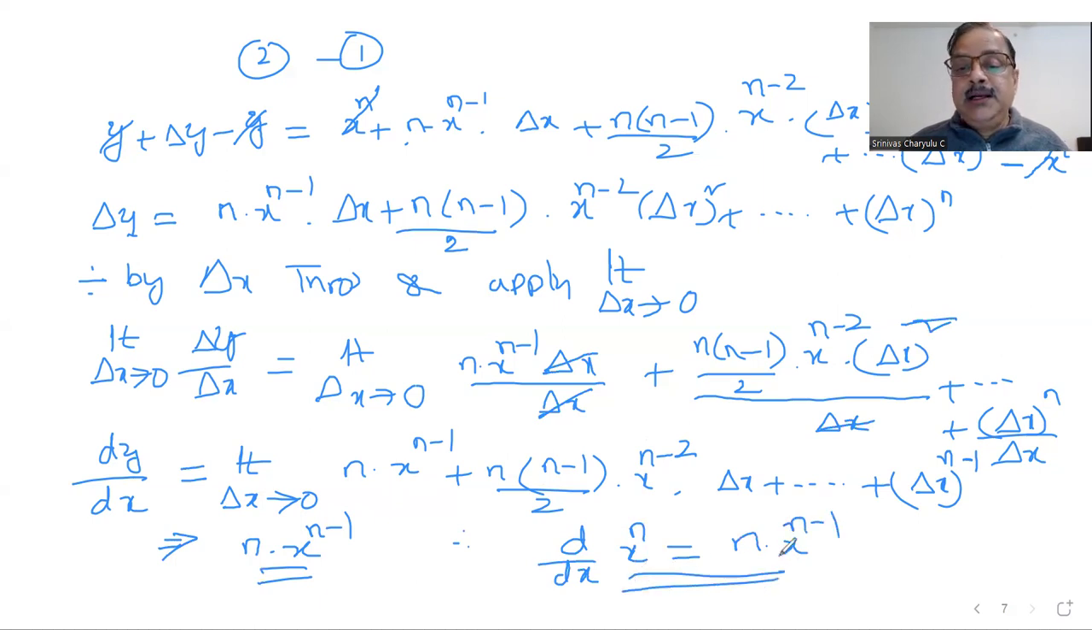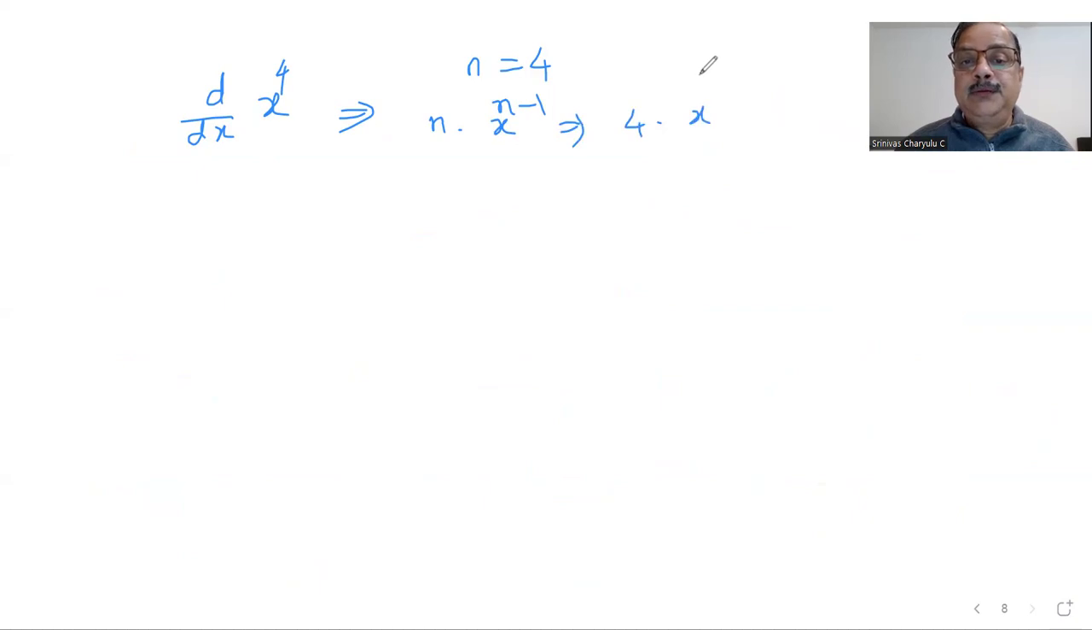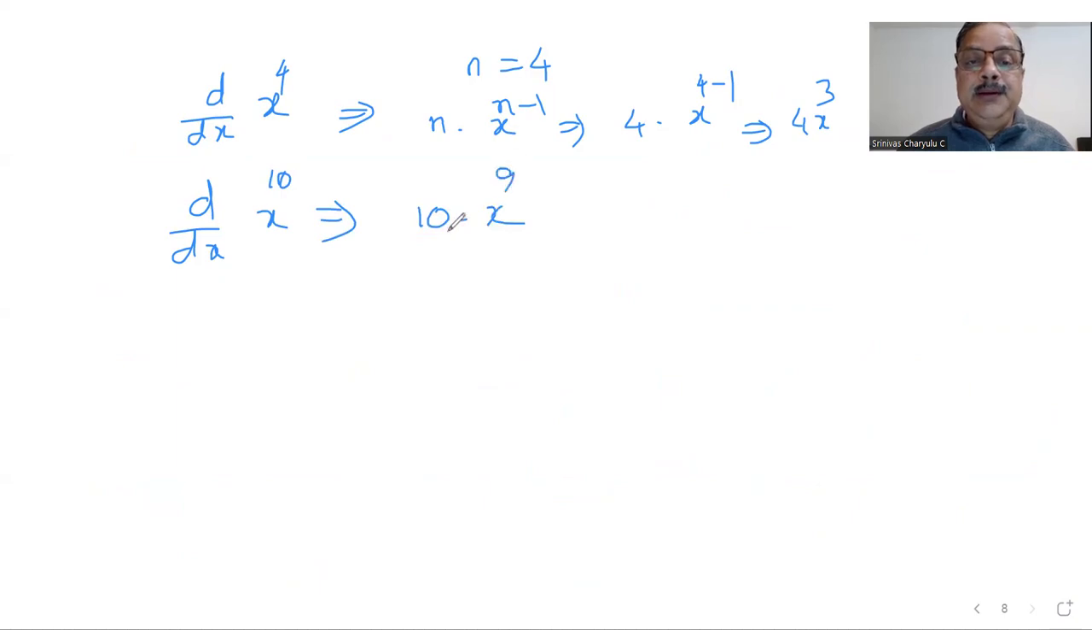Very, very important formula. So therefore, I told you in the previous case, if you are having d by dx of, let us say, x to the power of 4, what is the answer? Here n is equal to 4. So n into x to the power of n minus 1 is answer. 4 into x to the power of 4 minus 1, that is 4x cube. So d by dx of x to the power of 10, very simple, 10 into x to the power of 9. So this is how we can derive. Finally, d by dx of x to the power of p, if they give, p into x to the power of p minus 1.